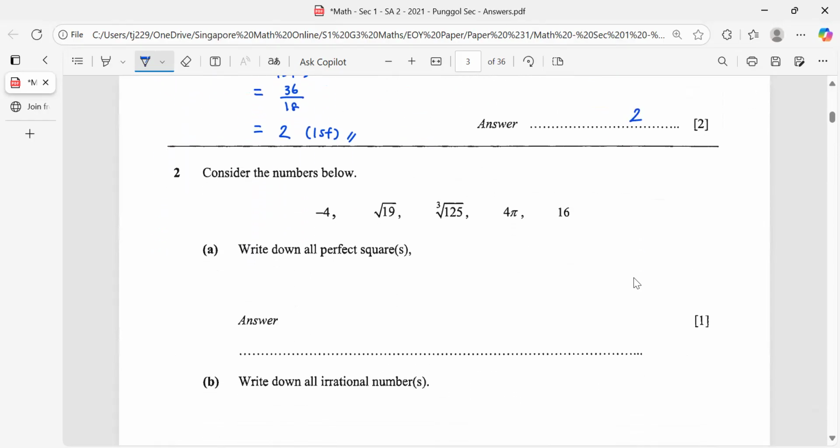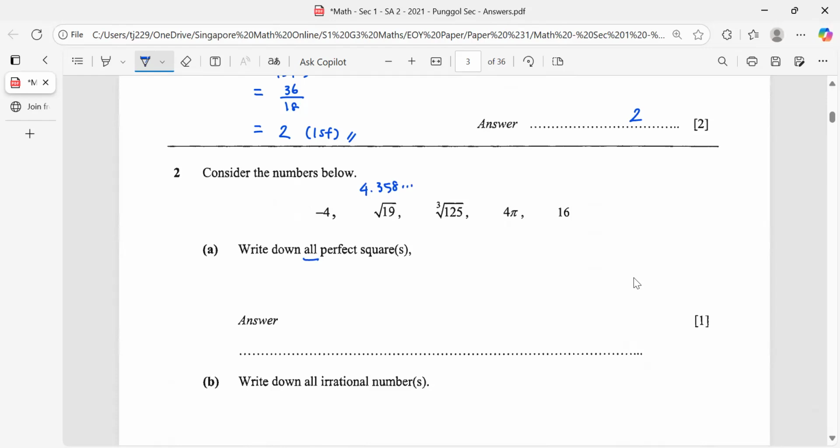Consider the numbers below. Write down all perfect squares. As we look at the list of numbers, it will be good for us to manually calculate those numbers that are in a surd form, surd meaning in a root form, or are irrational, for example, 4 pi. So let's work out square root of 19. Square root of 19 gives us 4.358.